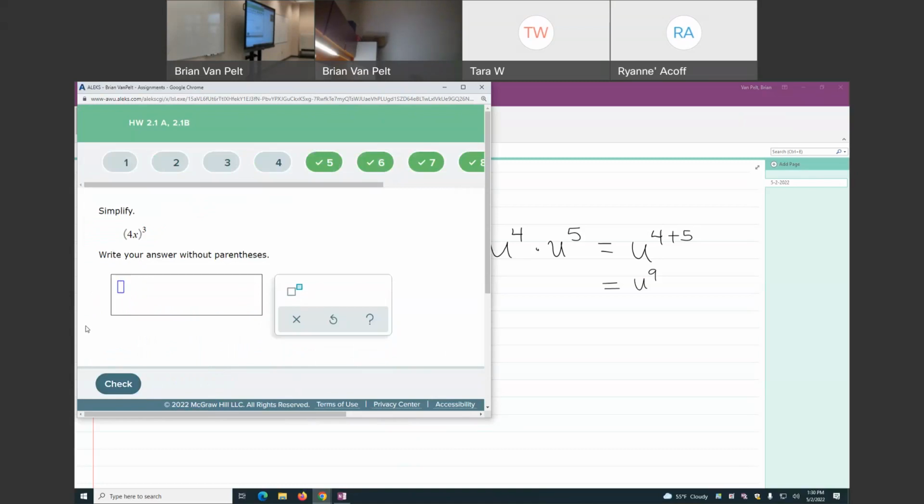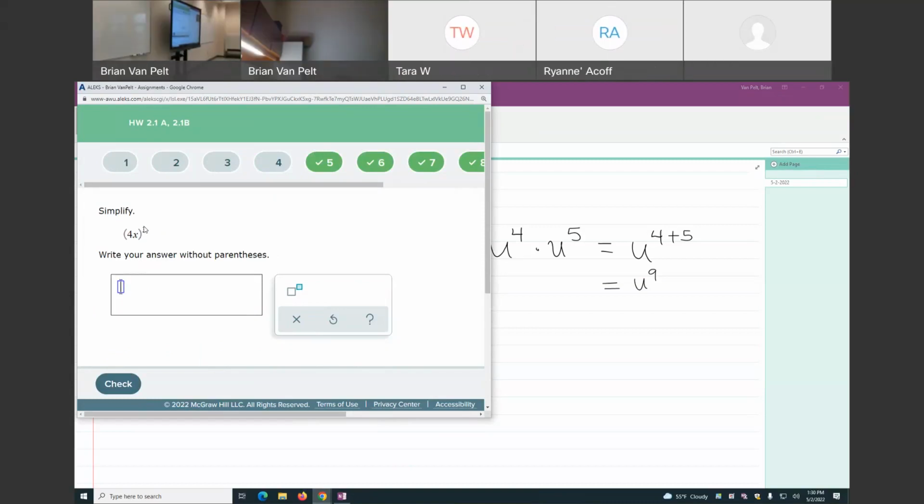What about this one? Anybody? Can you do it? You should be able to do it in your head, I hope. Use your rules. What's 4 raised to the 3rd? $32x to the 3rd is close, but not quite. 4 to the 3rd is not quite 32. 64x to the 3rd. Do I need to do this one? Okay.